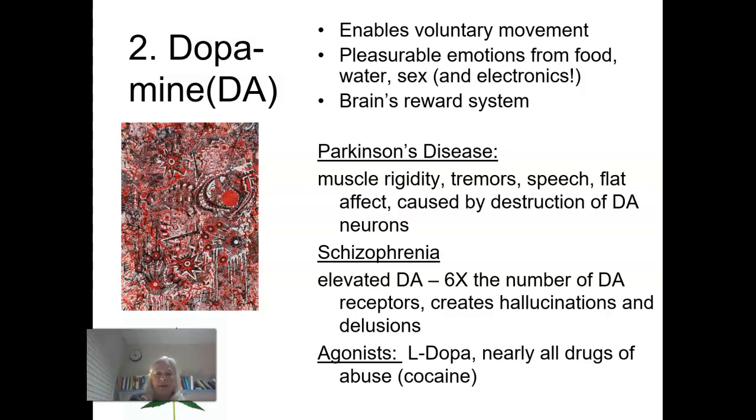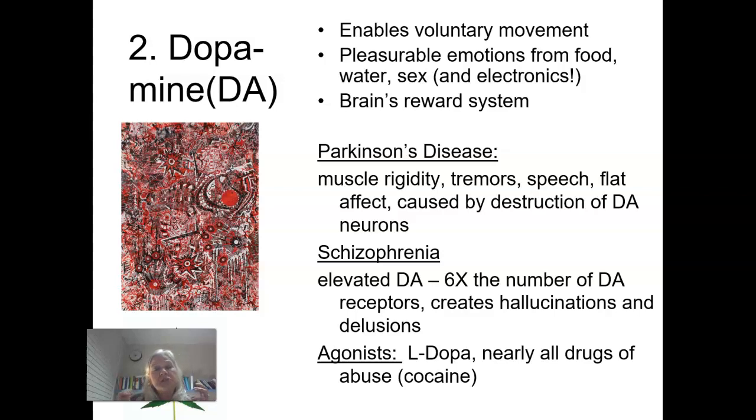So agonists for dopamine, one is called L-DOPA. This is a synthetic dopamine that is a treatment for Parkinson's disease. And then nearly all drugs of abuse, especially cocaine and marijuana, are dopamine agonists. So what's going to happen when you take a dopamine agonist? Again, I want you to think about this. If you have Parkinson's and you're getting too much L-DOPA, then what might you start acting like? Think about that for a second. You might start acting like somebody who has schizophrenia.